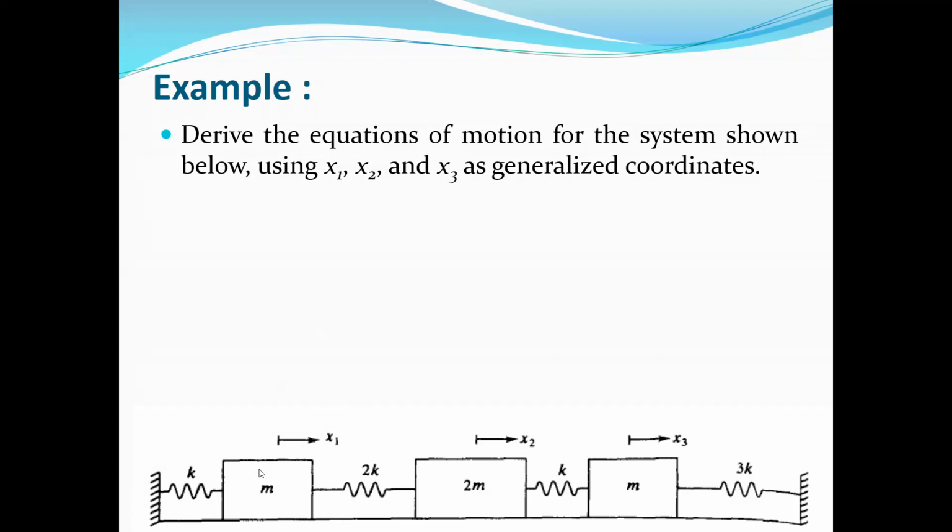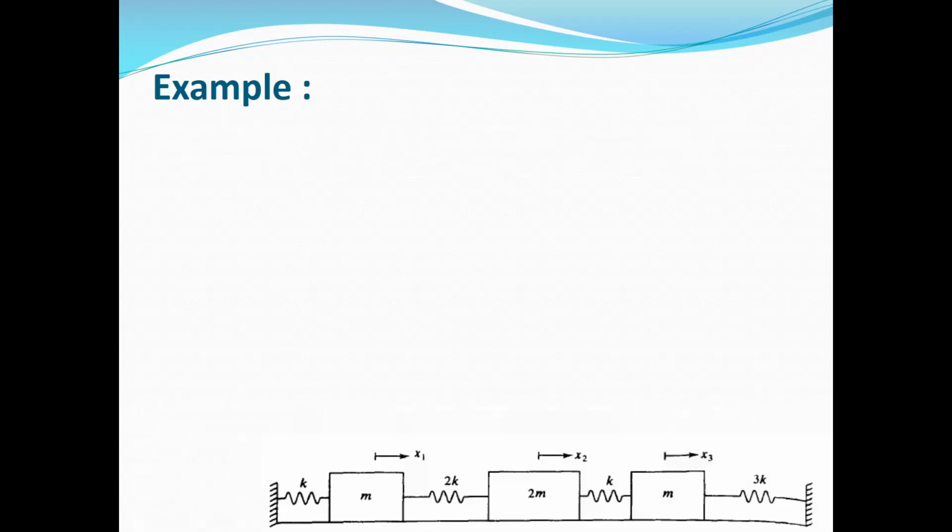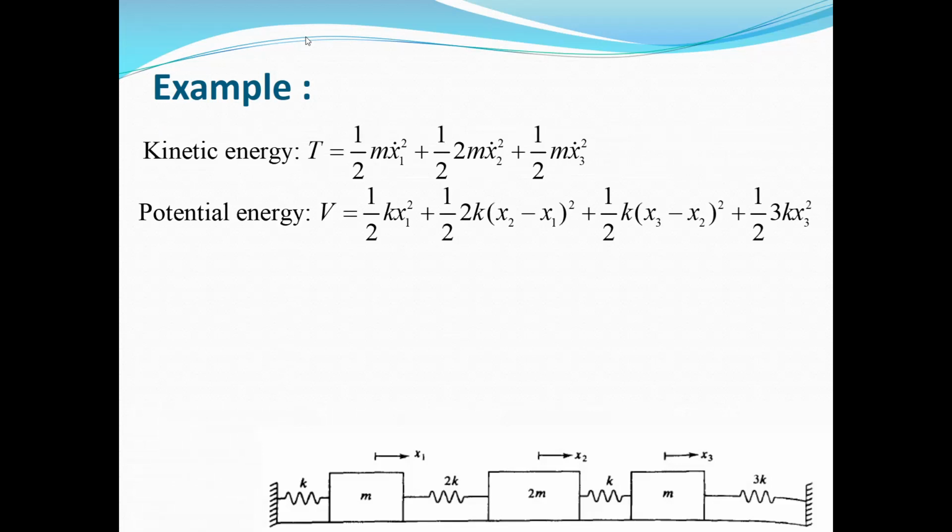We have a system with three masses, mass m, 2m, and again another mass m. We have four springs with stiffness k, 2k, k, and 3k, which connect the masses to each other. And we have 3 degrees of freedom. x1, x2, and x3 are considered as the generalized coordinates to extract the equation of motion. So we need to write the kinetic energy for this system.